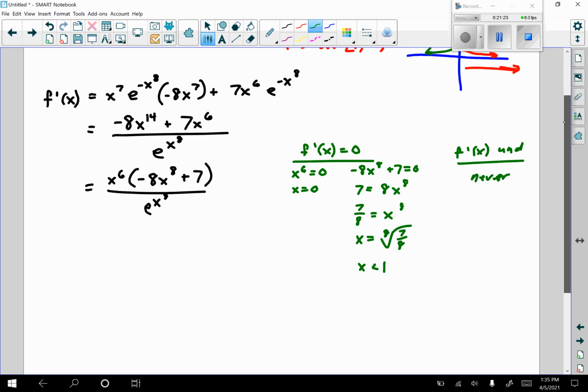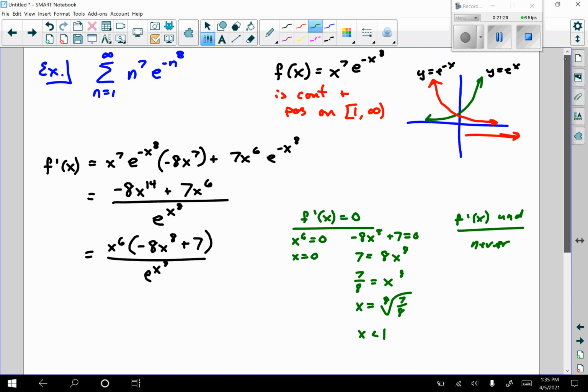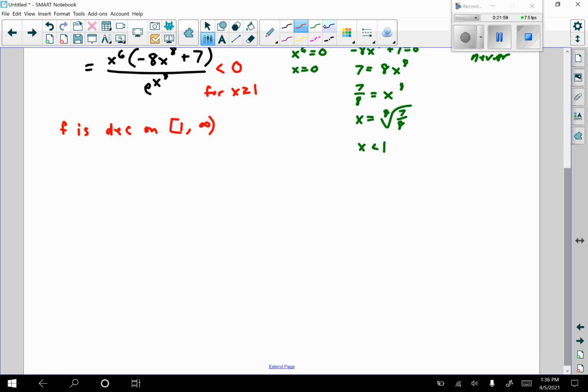All right, so the question is, is f prime of x negative on this interval? Because if it is, then that means our function is decreasing. So let's say when x is 1, we're going to get a positive here. This will be negative, and this is always positive. And anything larger than 1 will get the same result. So this is less than 0 for all x greater than or equal to 1. So f is decreasing on 1 to infinity as well. So we can use the integral test.